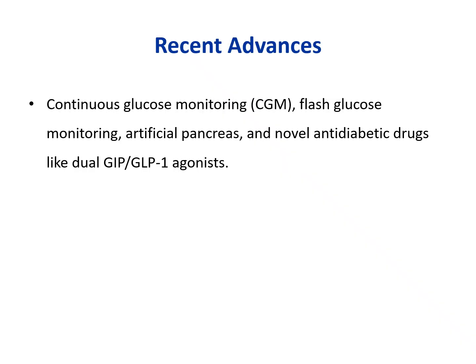So in recent advances, continuous glucose monitoring, also known as CGM, flash glucose monitoring, artificial pancreas, and novel anti-diabetic drugs like dual GLP-1 agonists came into existence. An artificial pancreas has also been developed. These are a few recent advances we saw in the controlling of this disease.